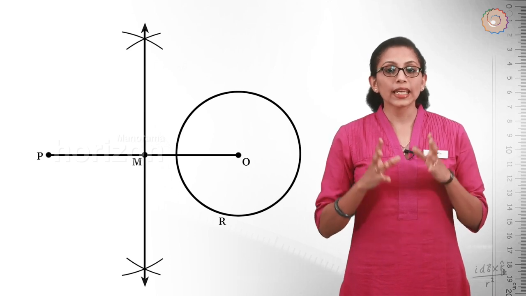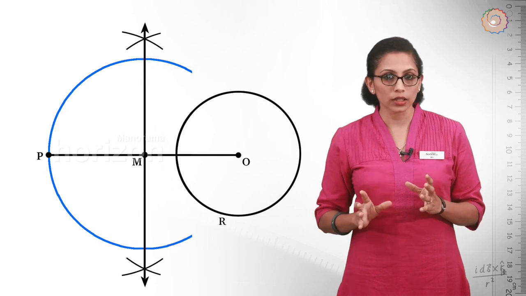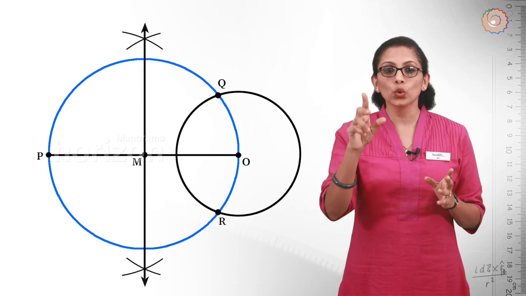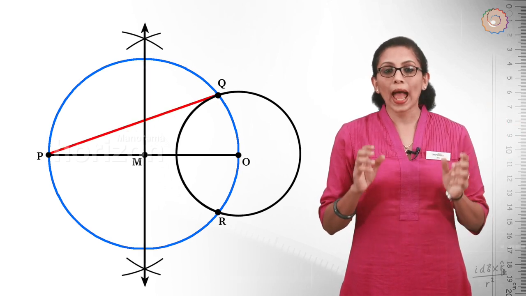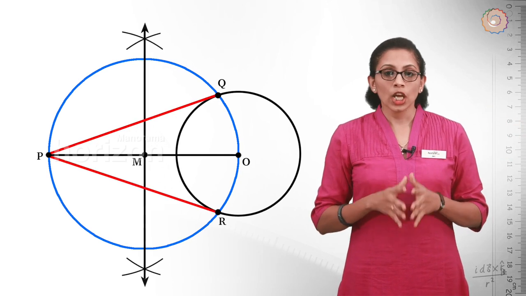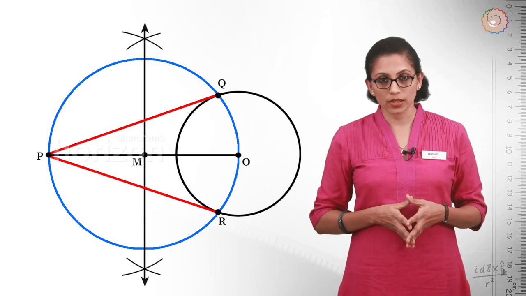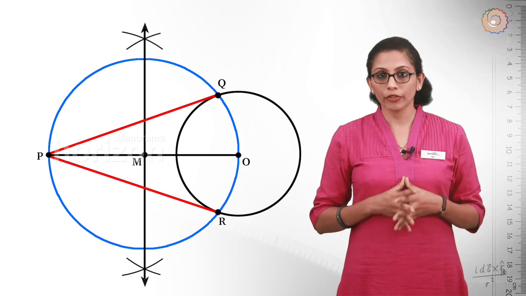Second step, taking M as center and MO as radius, draw a circle. Let it intersect the given circle at points Q and R. Third step, join PQ and PR. Then PQ and PR are the two required tangents. Let's move on to the justification part. Refer to the figure.